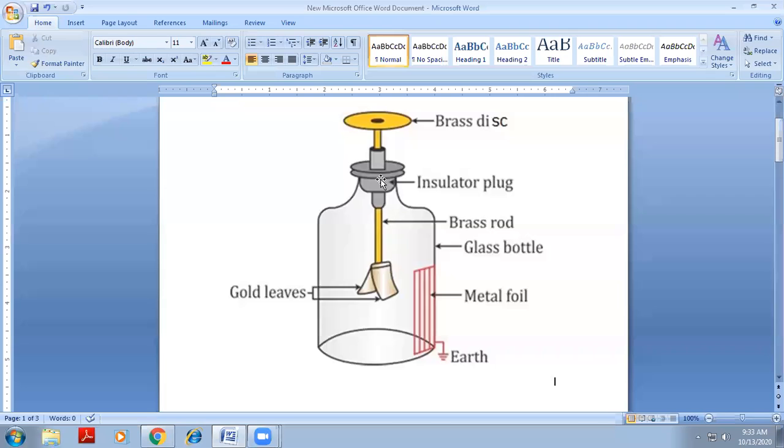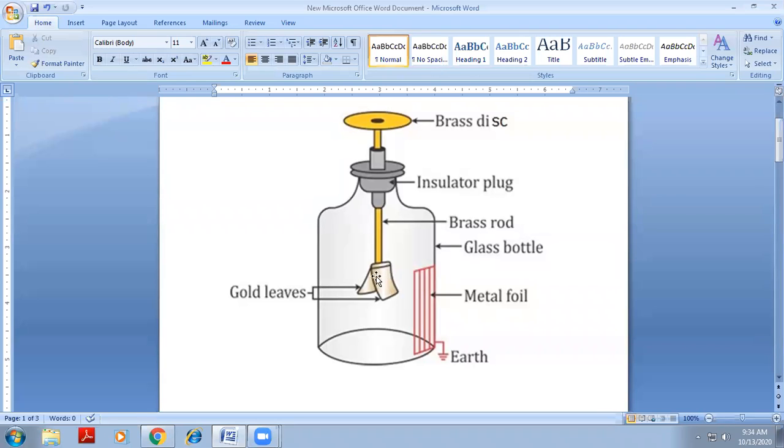Why? Because the charges should not go to the atmosphere, or to the other end through which the rod is going. The yellow rod is inserted into the jar, and that rod is made of brass only. The brass disc is there, no? The same brass rod is inserted into the jar.